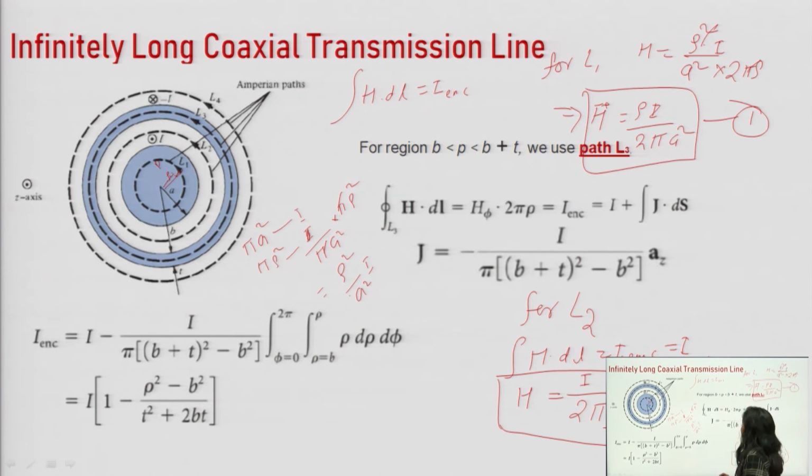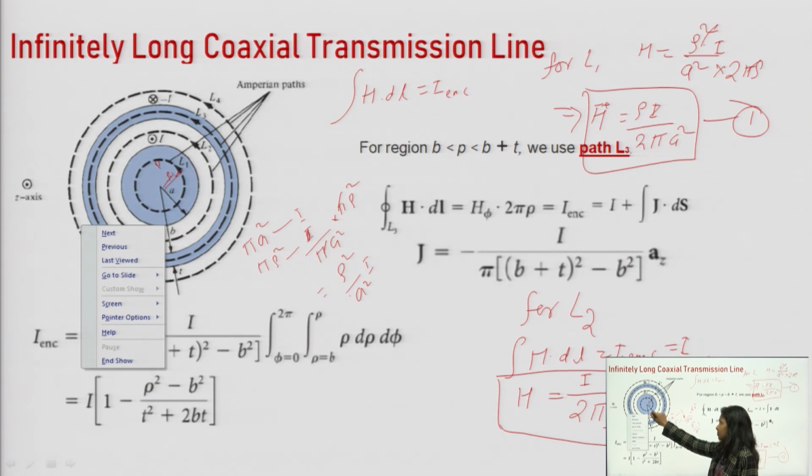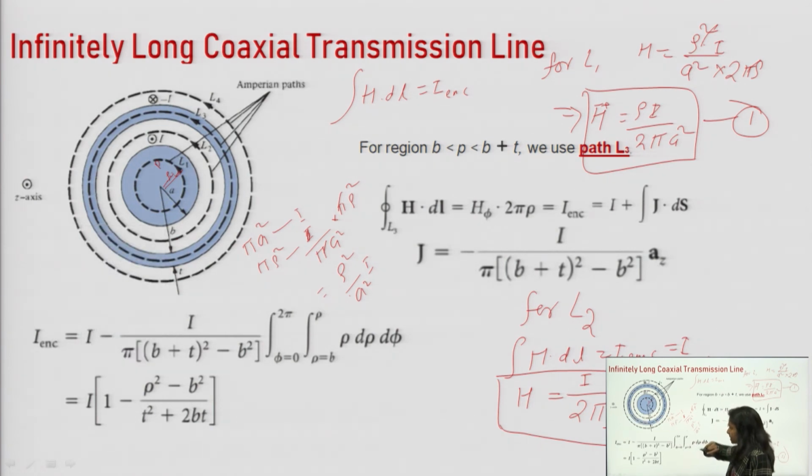but here the total I enclosed will be equal to this much. See, this is the value of H dot dl. dl value is 2 pi rho. However, I enclosed, the total current flowing in this inner conductor, is I. So this will remain as it is. Apart from this, the current flowing through this thickness, this part, will also be included.